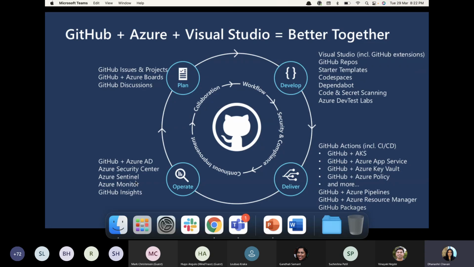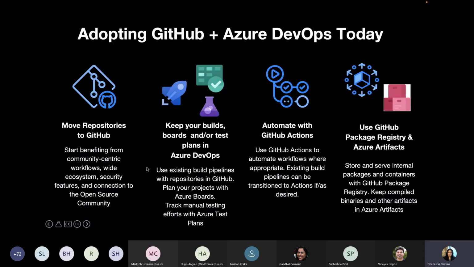So today, if you're already using Azure, the main thing is we do not want you to say rip and replace, right? This is really a short summary of how you can get started with GitHub. So start with moving your repositories to GitHub. You can use all of these community-centric workflows, all of the amazing features that we are providing, and you can keep your builds and boards in Azure DevOps.